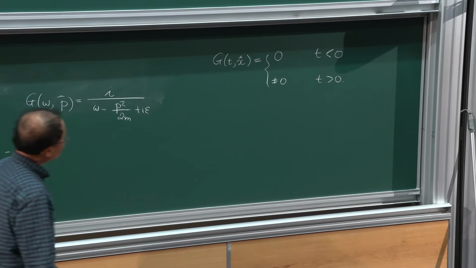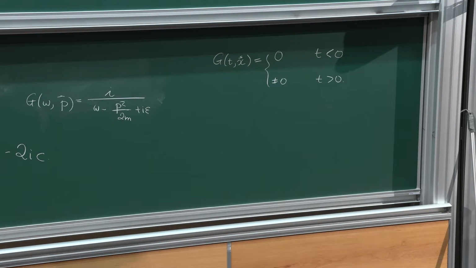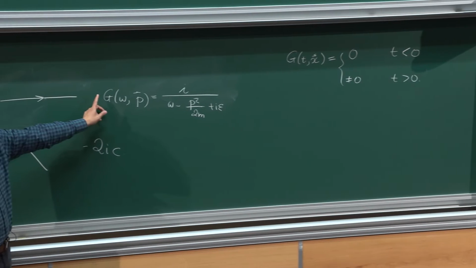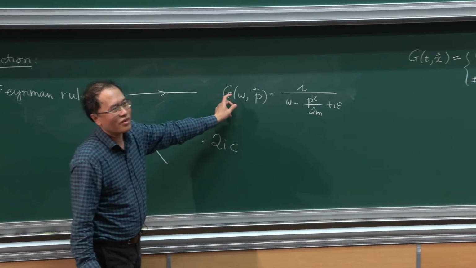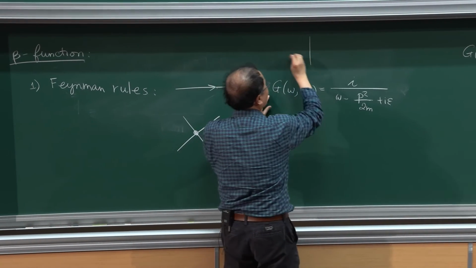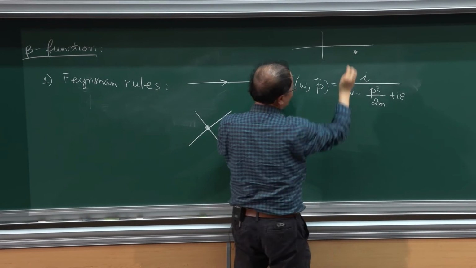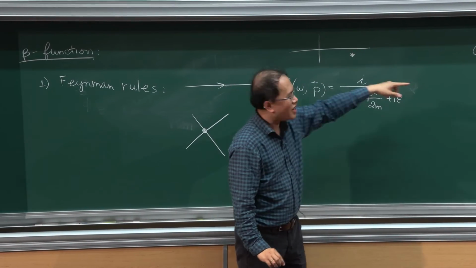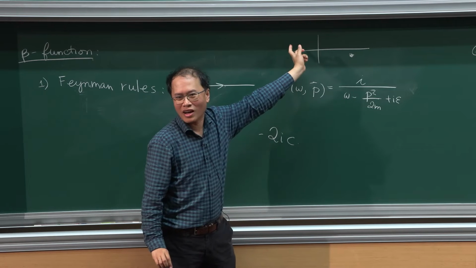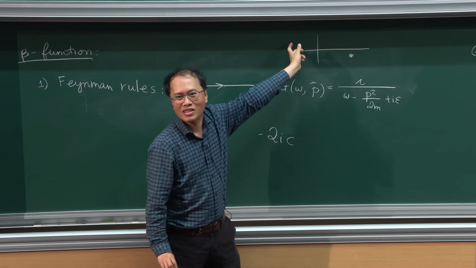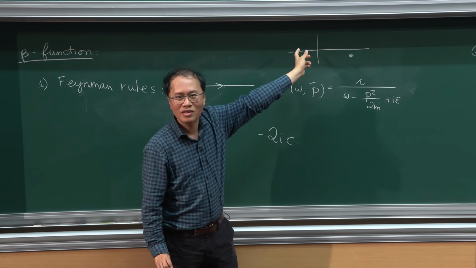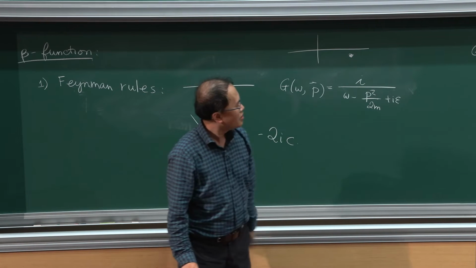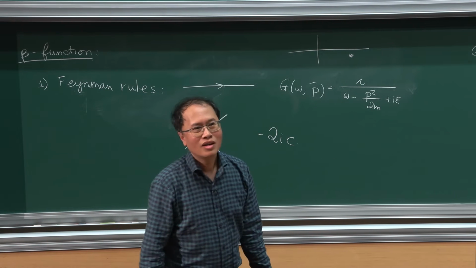And we can see that in various ways. The straightforward way is to Fourier transform this Green function. So this Green function has a single pole in the lower half plane. And if t has the wrong sign, we can close the contour in the upper half plane, and we see that the Green function would be 0. That's one way of seeing that this Green function has to be 0 when t is less than 0.